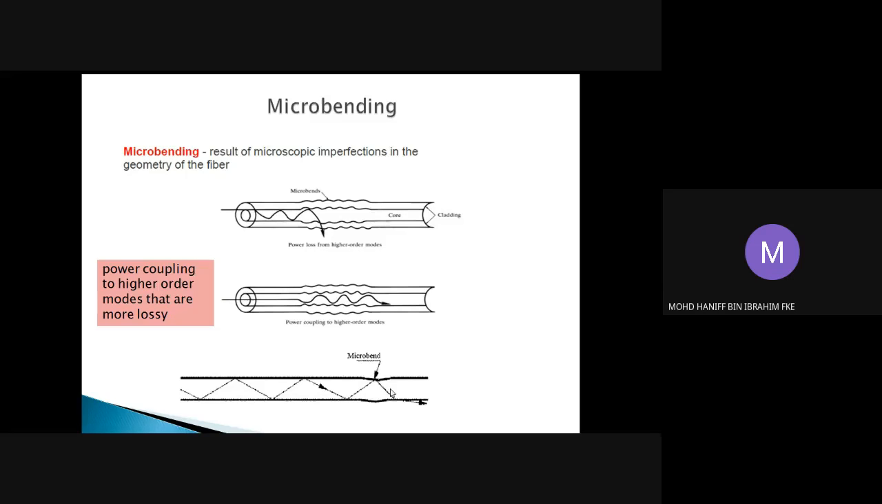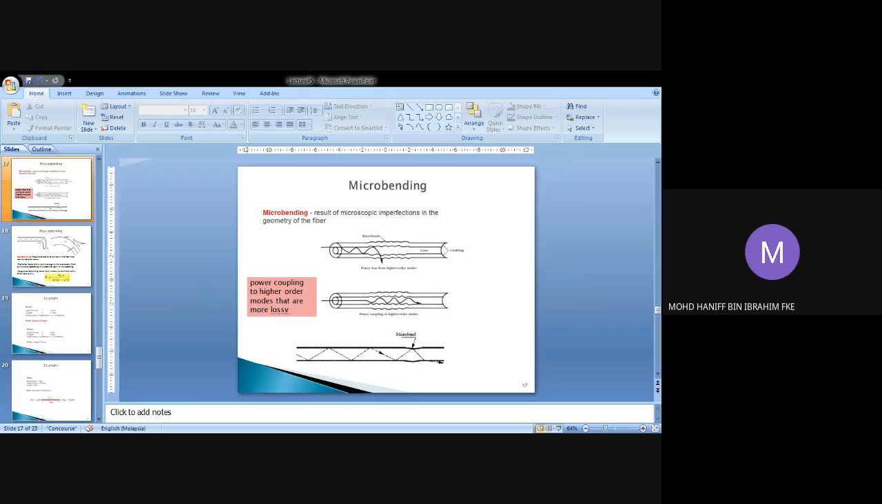So this is also the effect of microbending. You can see the bending at the core and cladding interface. Due to this bending, you can see that the light is scattered into the cladding. So the discussion is similar to the previous one.